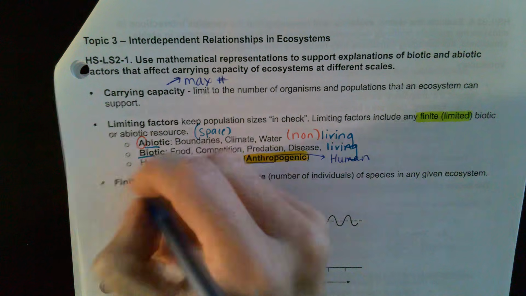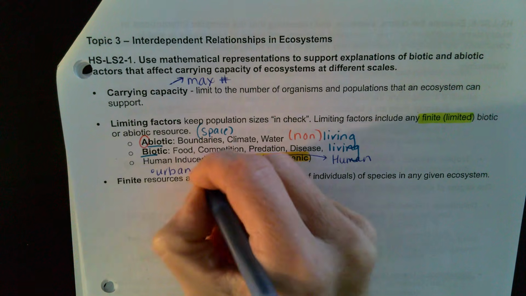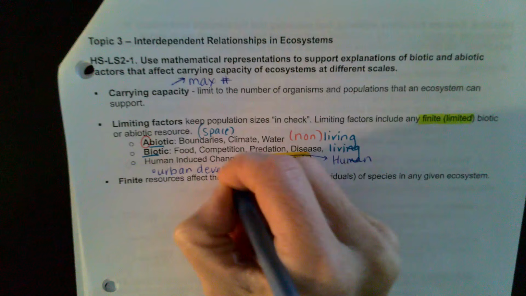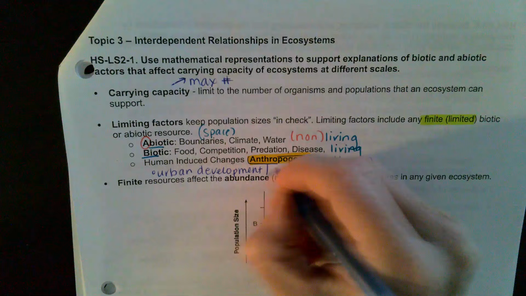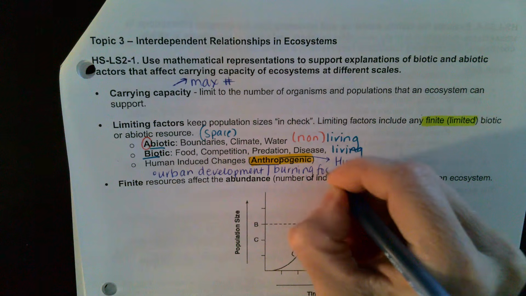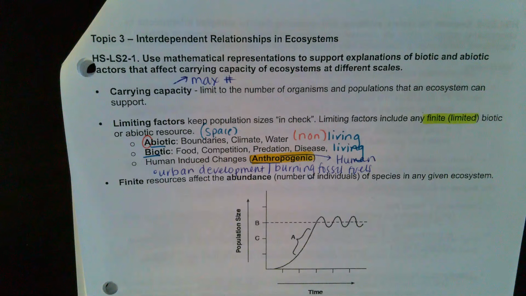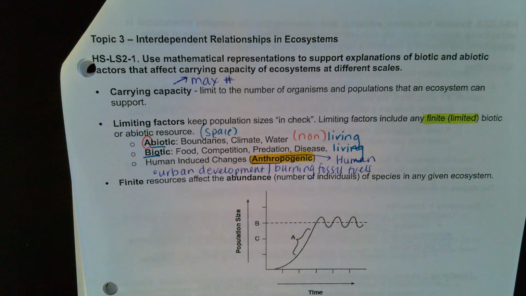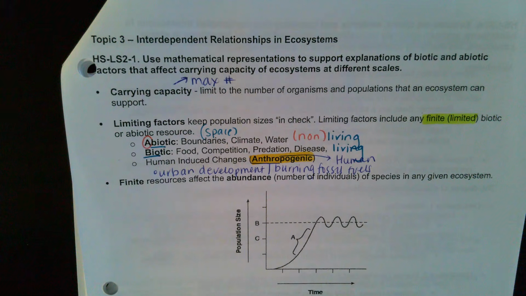Things that could be anthropogenic would be urban development, burning fossil fuels, and there's no way I could go over every single example. What you're going to have to do is read through the passage and figure out, okay, is this something abiotic? Is it something biotic? Are the humans doing it? And how is it affecting the carrying capacity?